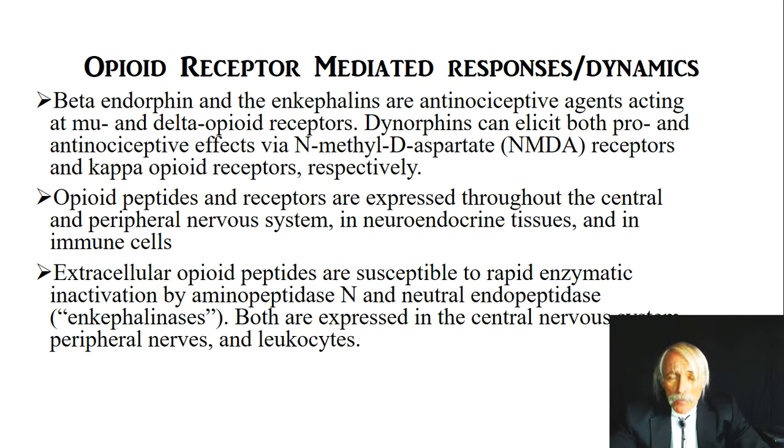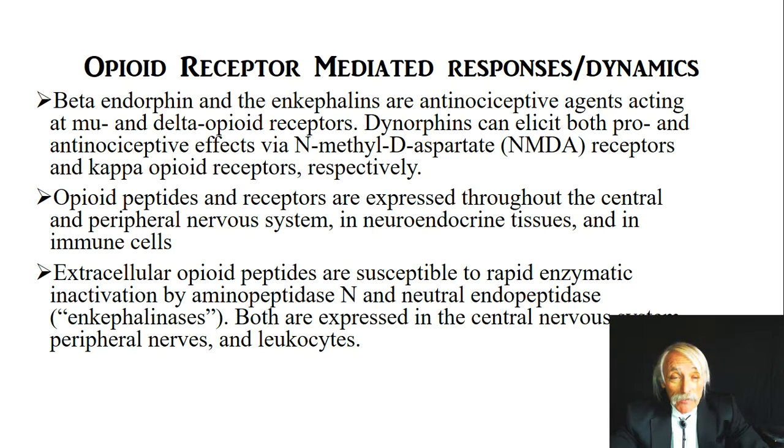So the opioid peptides and receptors are expressed throughout the central and peripheral nervous system. You also see them in the neuroendocrine tissues, as we talked about last time, and of course in the immune cells, which we also talked about. So you get a lot of opioid metabolism throughout the body, particularly when you think about trafficking of all the lymphocytes and leukocytes.